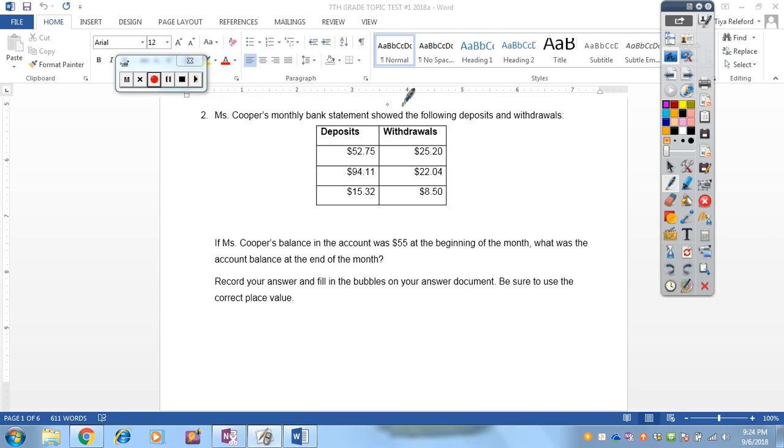Mrs. Cooper's monthly bank statement showed the following deposits and withdrawals. Deposits are positive. It even sounds like positive, depositive. Withdrawals are negative. You need to add up all the positives and add up all the negatives. When you're done adding them up, you're going to put them together. And then you've still got work to do.